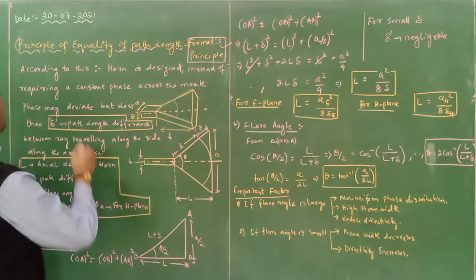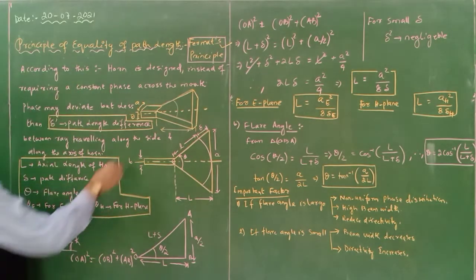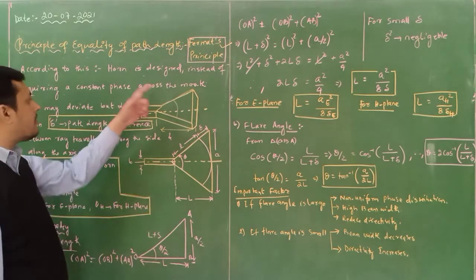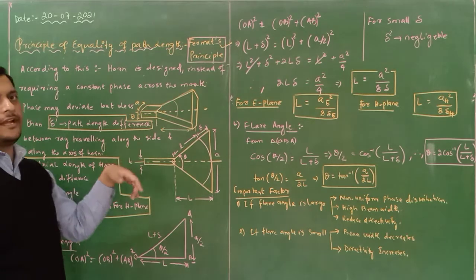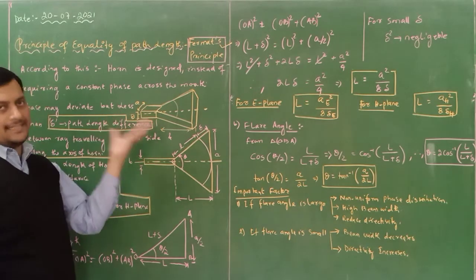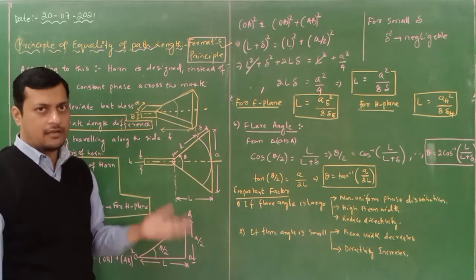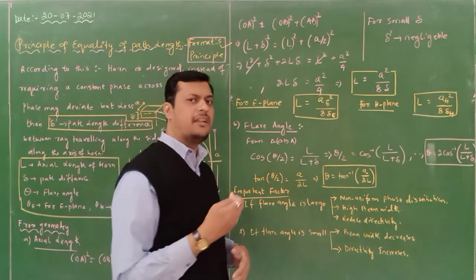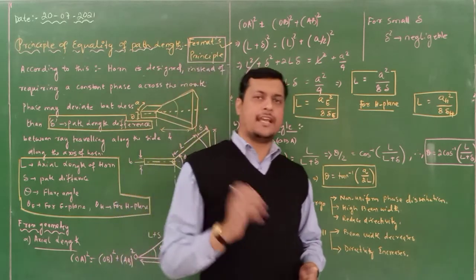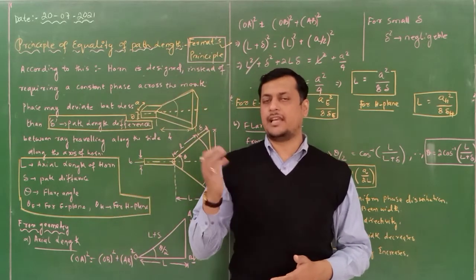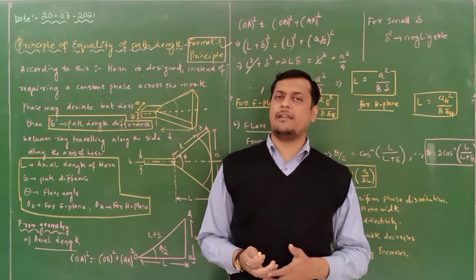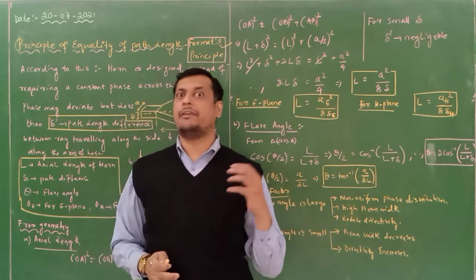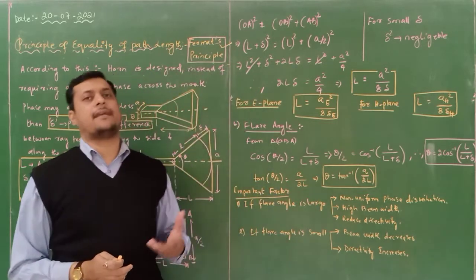Okay, now here, according to this particular principle, the horn is designed such that, instead of requiring a constant phase across the mouth, the phase may deviate but only a little. Okay, phase distortion will be there, a phase change of the signal will be there, but it can be less. It can be less with the help of the path length, with the help of the path difference. If the path difference is less, then we can minimize the phase distortion.